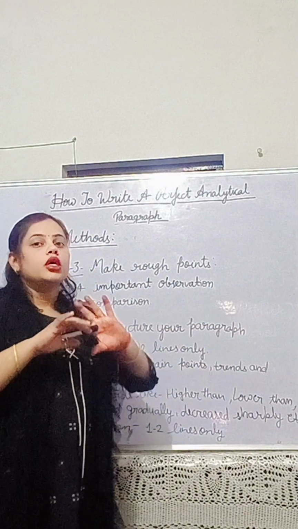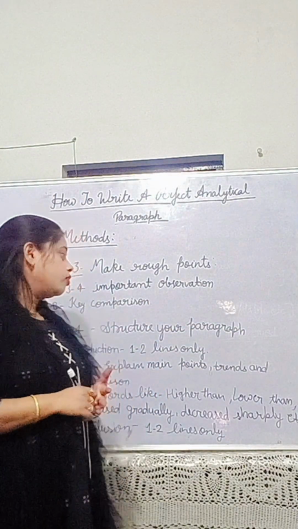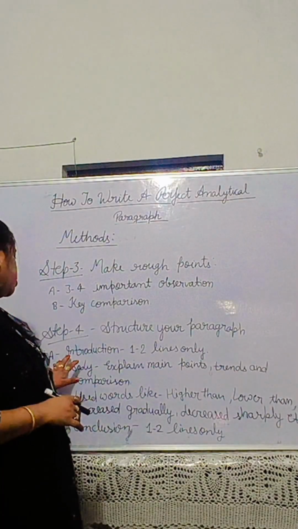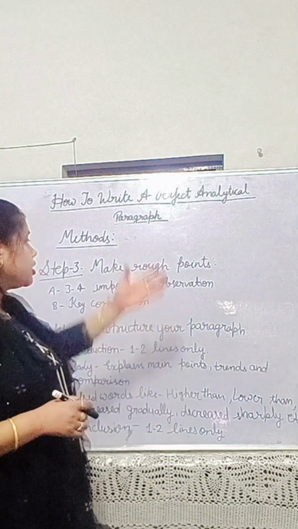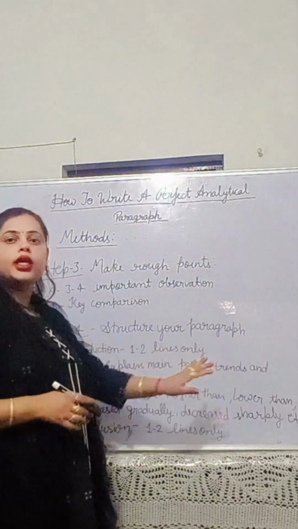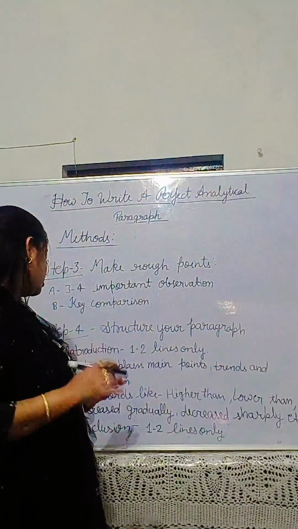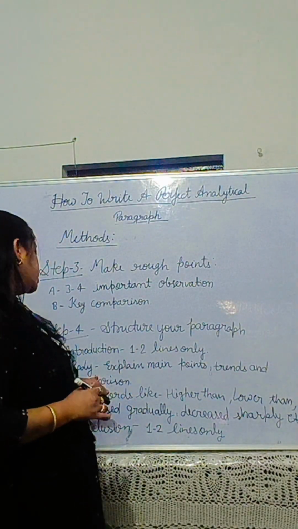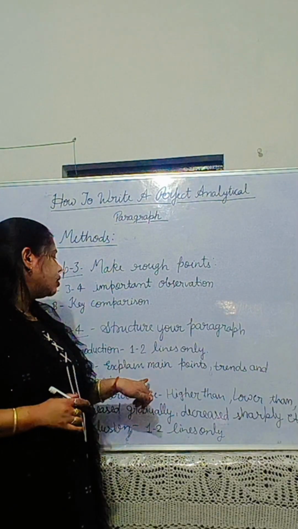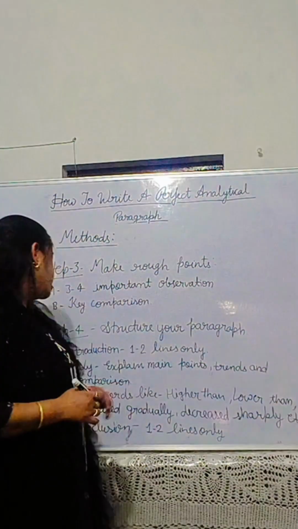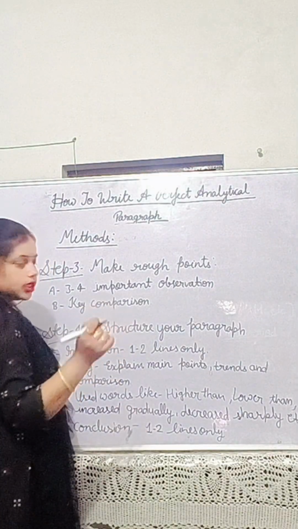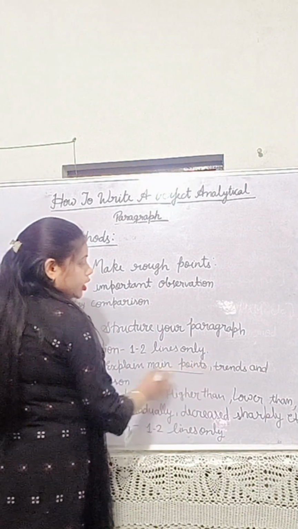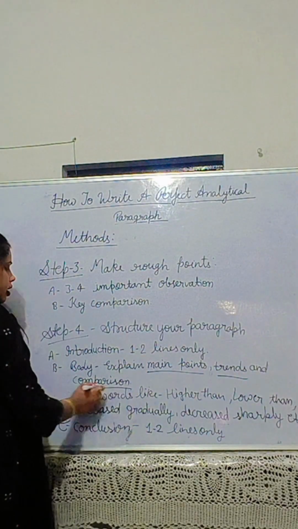Now you have to start your paragraph. How to write it? The first point is the introduction, 1-2 lines only. You have to introduce what is given in the data in 1 or 2 lines only, not more, not less. Next is the body of the paragraph. Explain the main points, trends and comparisons given in the chart.